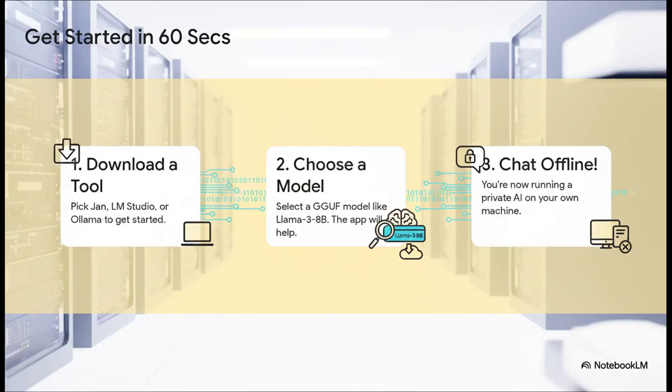And you're not going to believe how easy this is. I'm talking 60 seconds to get started. Step 1, download one of those tools, let's say LM Studio. Step 2, open it up and search for a model. Just type in Llama 3-8B. That's a great one to start with. You'll see files ending in GGUF. That's the format you want. Step 3, click download. And that's it. You did it. You are now running a powerful AI on your own machine, completely private and completely offline.